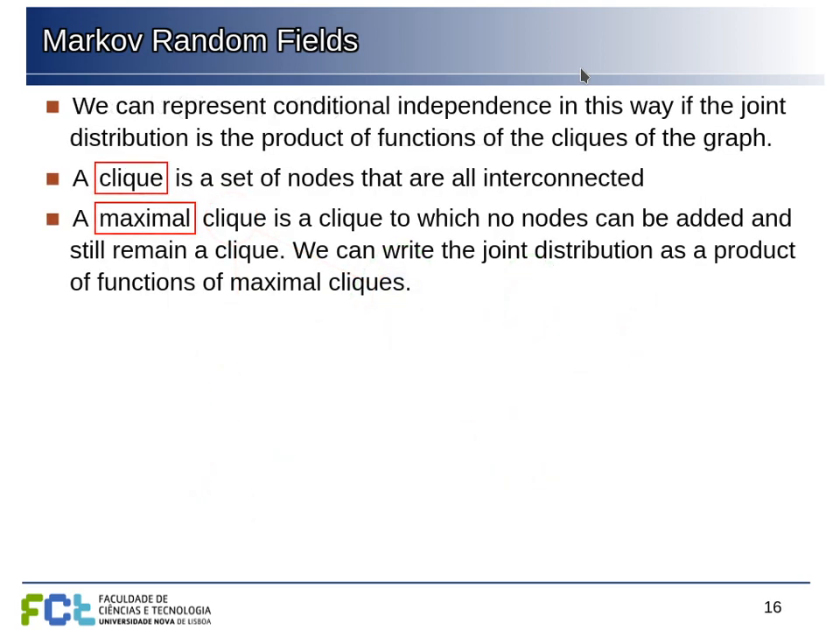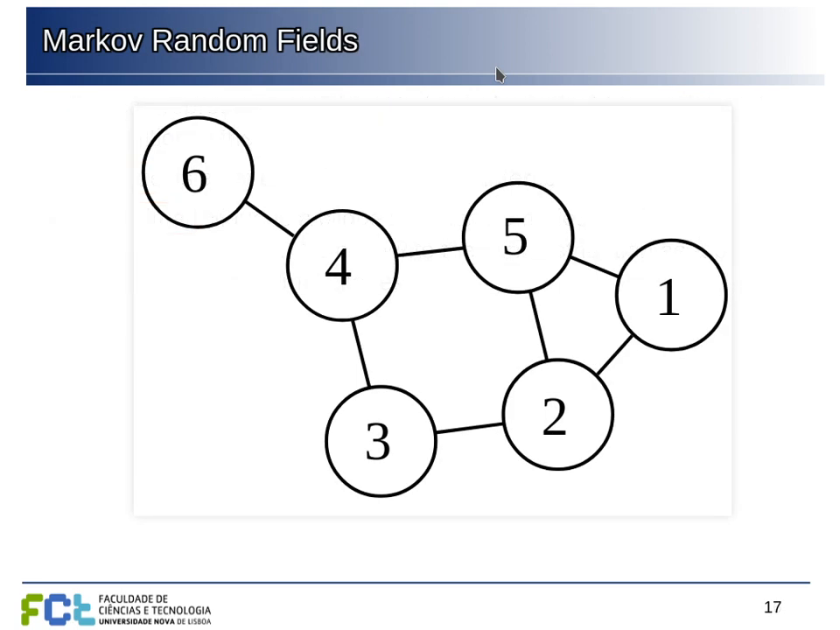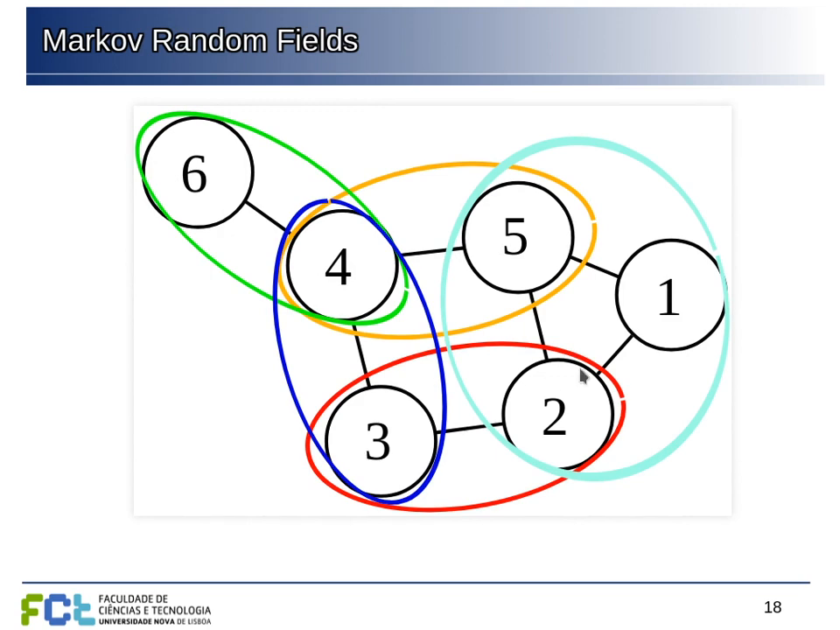We can represent conditional independence in this way by looking at these groups, and an important group in the graph for this is the clique. A clique is a set of nodes that have connections between all pairs in the set. And a maximal clique is a set of nodes that is a clique and to which we cannot add any new node and still remain a clique. So let's look at this graph here. We can see maximal cliques here.